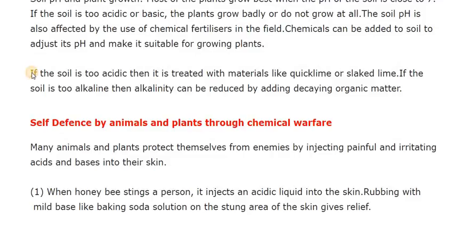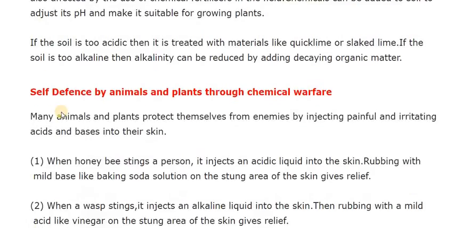The next one: if the soil is too acidic, then it is treated with materials like quicklime. As I told you, quicklime is basic in nature, and so is slaked lime. But if the soil is too alkaline, meaning it is basic in nature, then the alkalinity can be reduced by adding decaying organic matter.